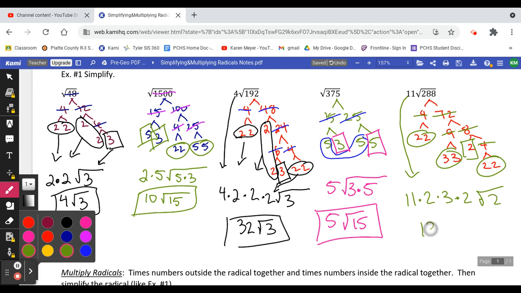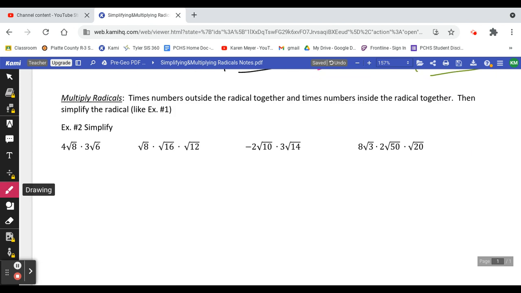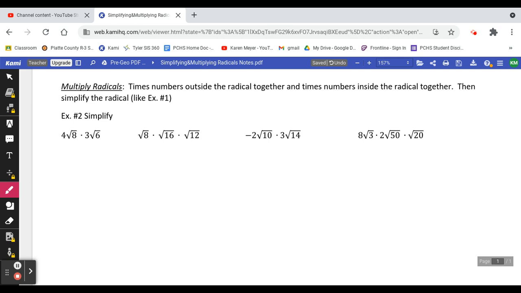So when you're done, you should get 132 on the outside and square root of 2 on the inside. Okay, so now I'm going to add a little bit more to it. We're still going to simplify, but now we're also going to multiply radicals together. The first thing you need to know about multiplying them is you can only multiply numbers outside the square root together, and then you can multiply numbers inside the square root together.